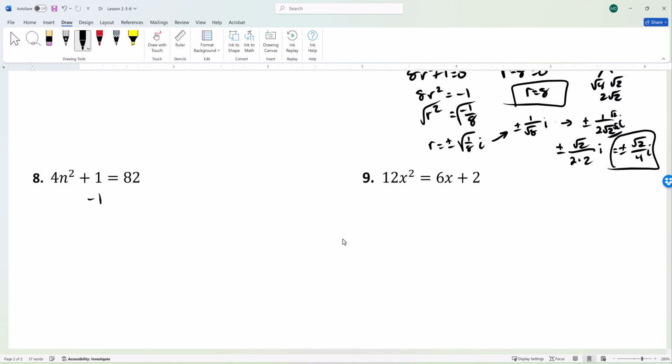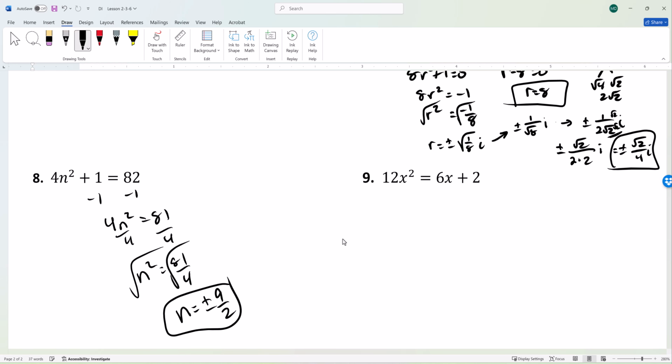For number 8, subtract 1 on both sides. Divide by 4. Then you can square root. Yeah, n equals plus or minus 9 over 2.